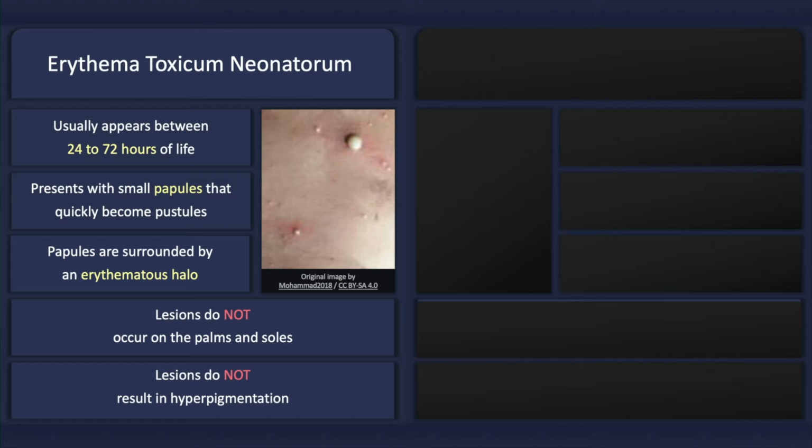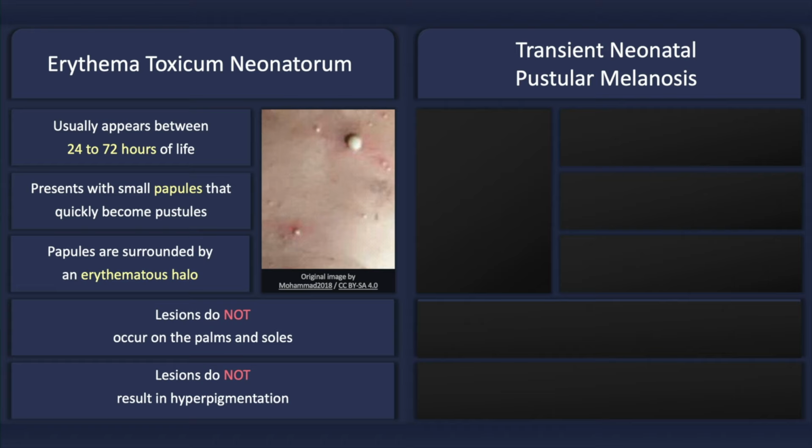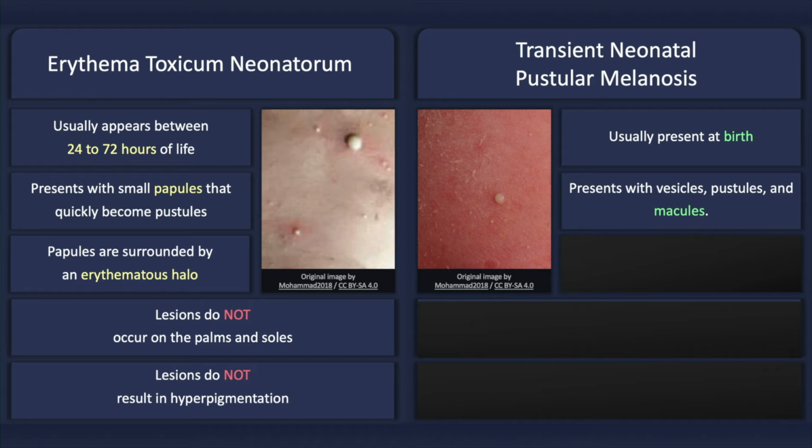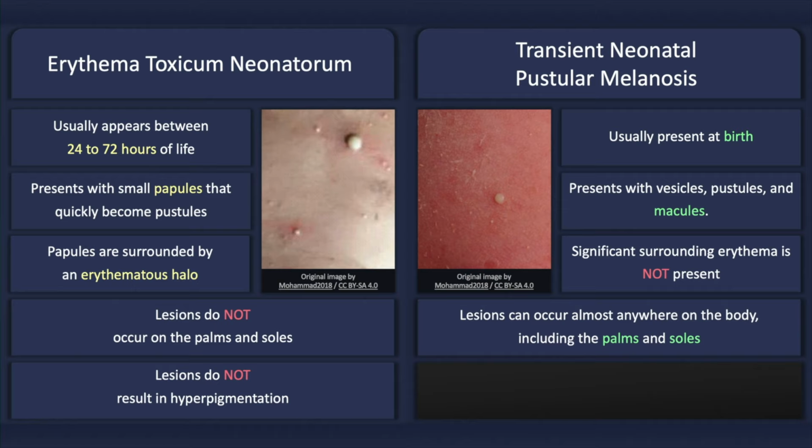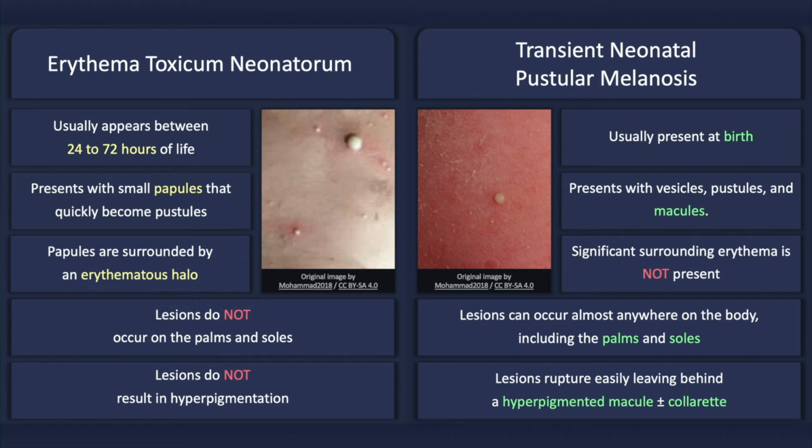Transient neonatal pustular melanosis is usually present at birth. It presents with vesicles, pustules, and macules, which are not surrounded by an erythematous halo. The lesions can occur almost anywhere on the body, including the palms and soles, and following rupture may leave behind a hyperpigmented macule with a collarette of scale.